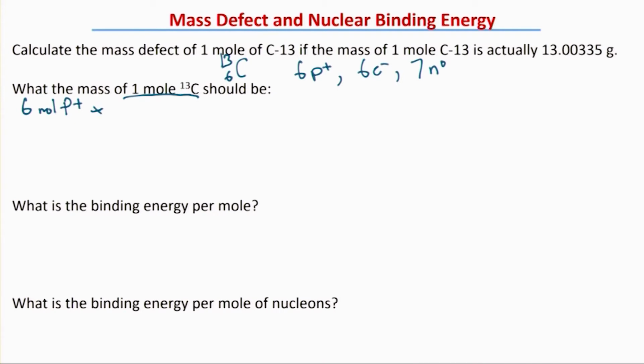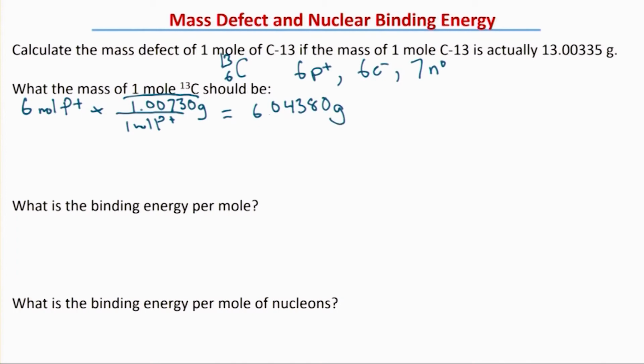And we know that the mole of a proton, this would be given to you. So 1 mole of a proton is 1.00730 grams. So adding up all the protons, you would get 6.04380 grams. Sorry, we are keeping lots of sig figs.